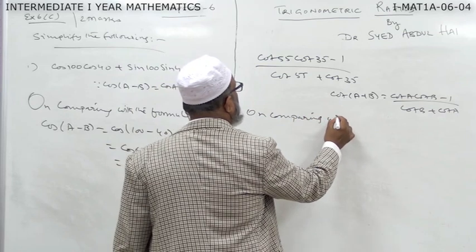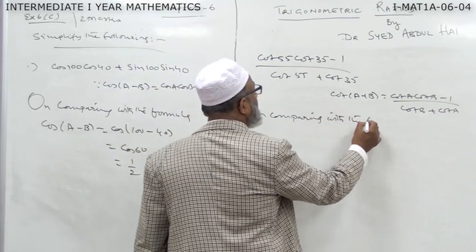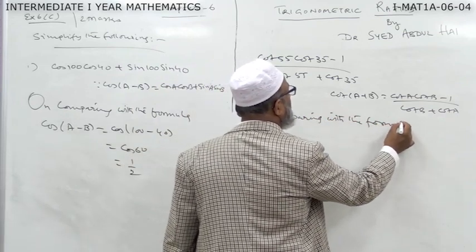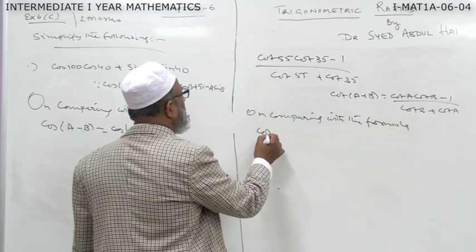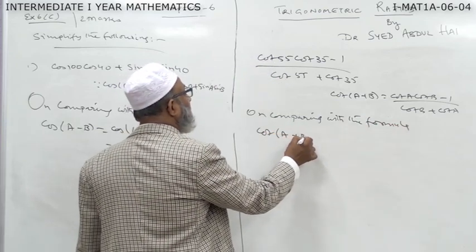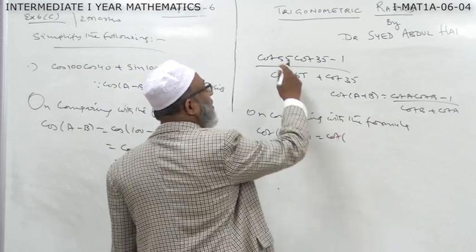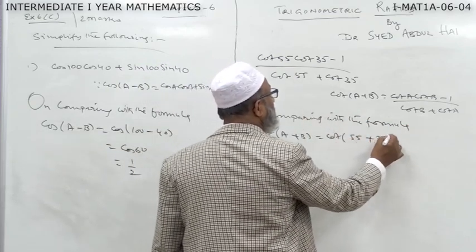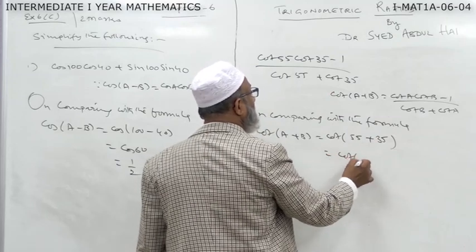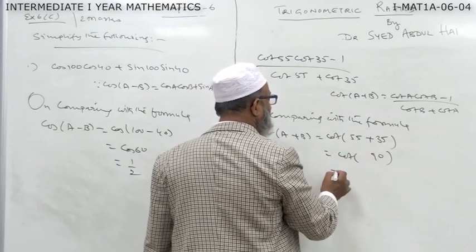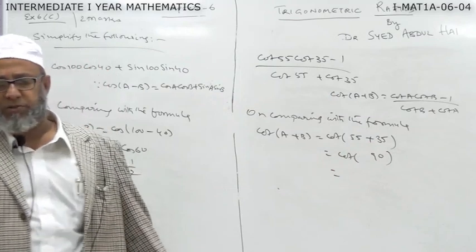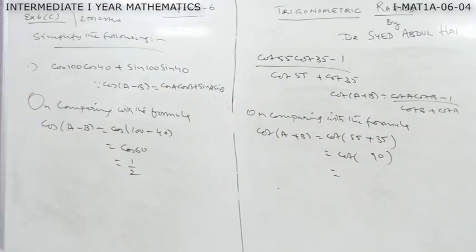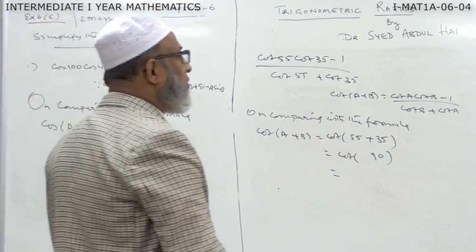with the formula, we have cot of A plus B. What is A? 55. What is B? 35. So, cot of A plus B. Right? Cot 55 plus cot 35 is equal to cot 90. Cot 90 is equal to 0. Therefore, the answer is 0.